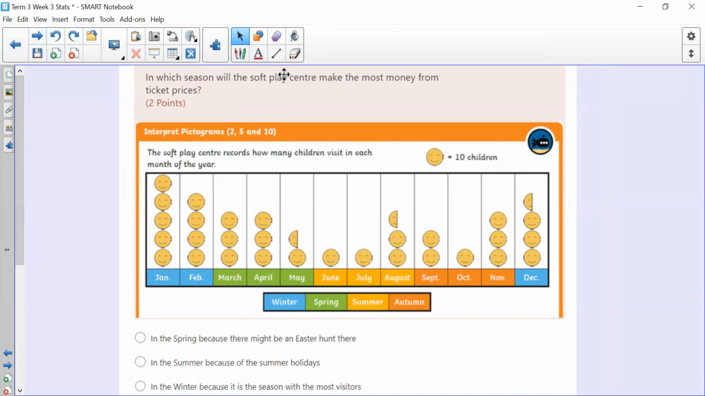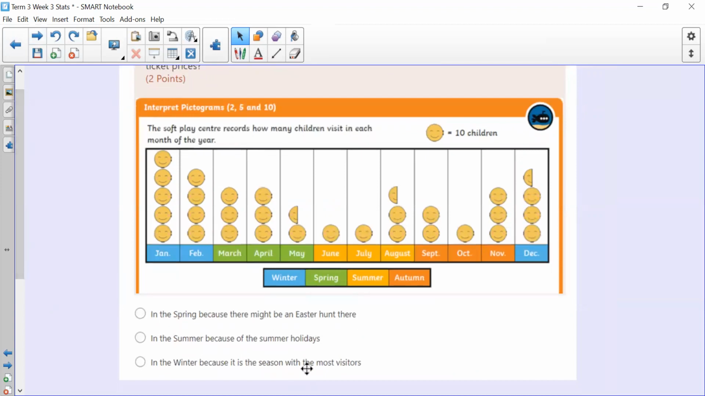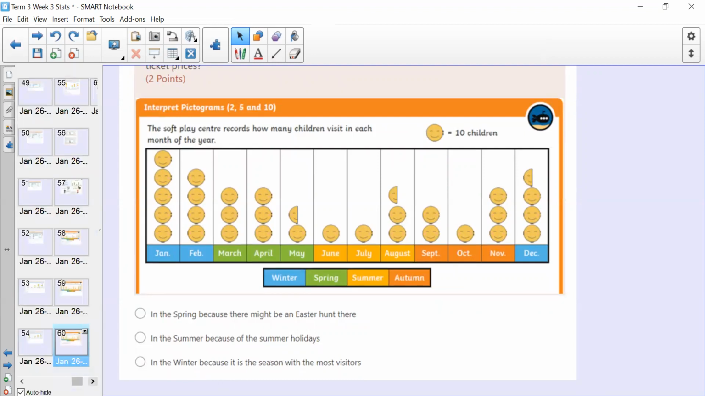In which season will the soft play centre make the most money from ticket prices? In the spring, because there might be an Easter egg hunt there. In the summer, because of the summer holidays. Or in the winter, because it is the season with the most visitors. Okay.